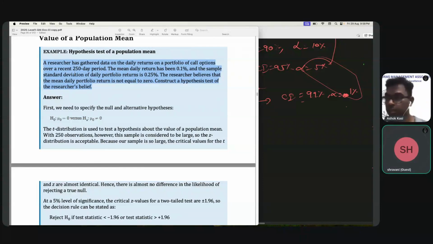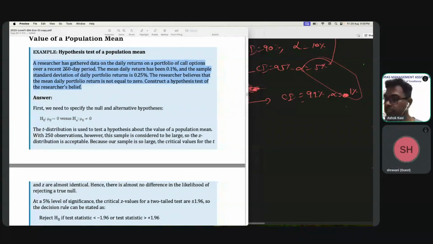A researcher has gathered data on the daily returns on your portfolio of call options over a recent 250-day period. That means this is n, the number of samples, 250 days. The mean daily return has been 0.1%. That means this is our return. We have done some sampling and this is the return. And the sample standard deviation of daily portfolio returns is 0.25%.